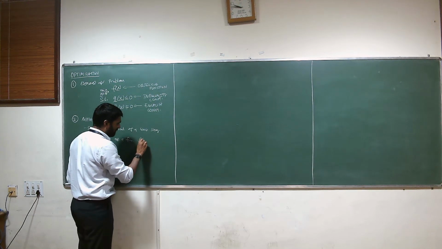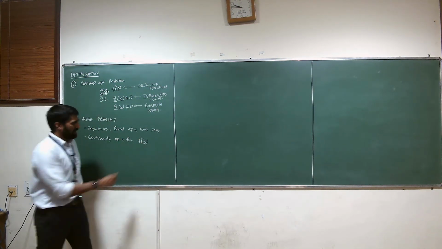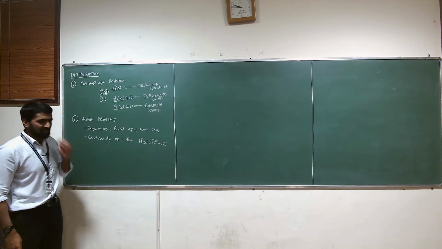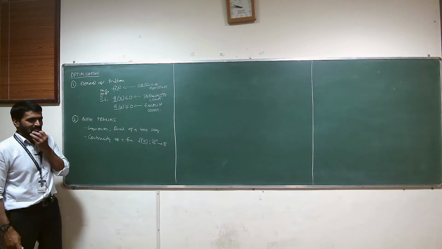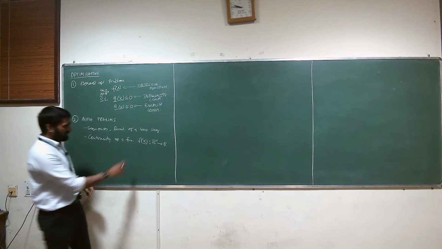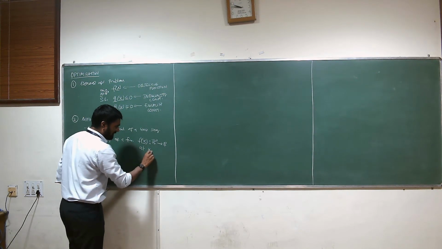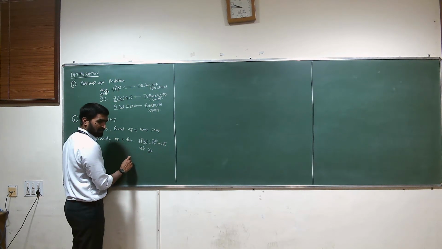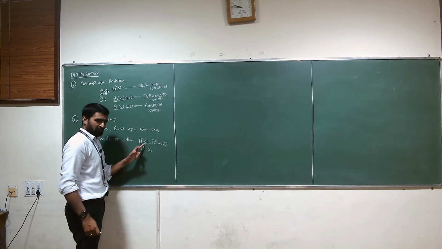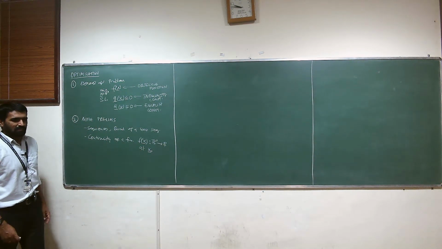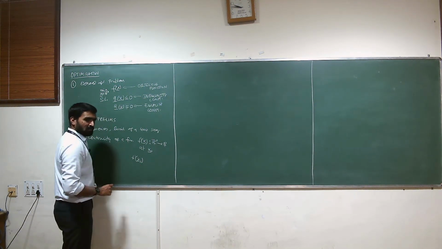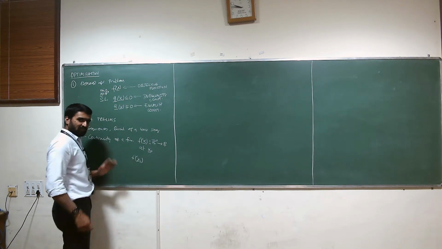When is the function f from R, this is from, when is this continuous? Yeah, this function is continuous at x naught. When is it continuous at x naught? What is the condition for this function f of x to be continuous at x naught? Okay, the limit exists. There is a finite value.